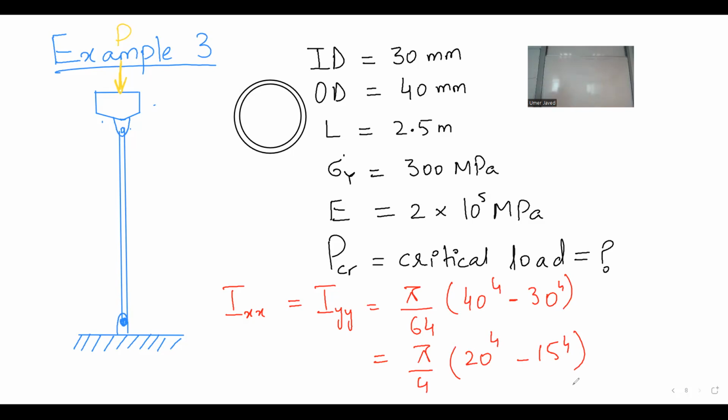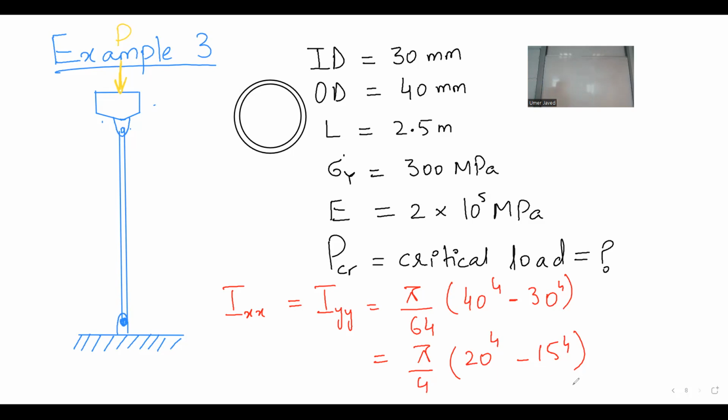Hocam, I don't think the second one is correct. We used to always use the first one, pi over 64 diameter to the power of 4. Okay, gentlemen, I think both of them are correct, but you can use a calculator. I am 100% sure about the second one. It's the same thing.